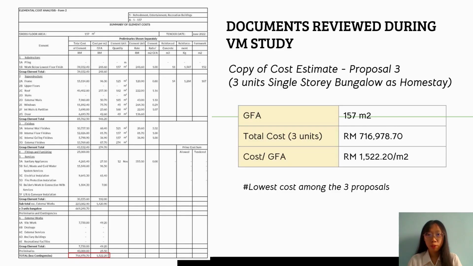Proposal 3 is to build 3-unit single-story bungalows as a homestay. The total cost to build this proposal is only 716,978 ringgit and 70 cents. The cost per GFA is 1,522 ringgit and 50 cents. This proposal has the lowest cost among the 3 proposals.